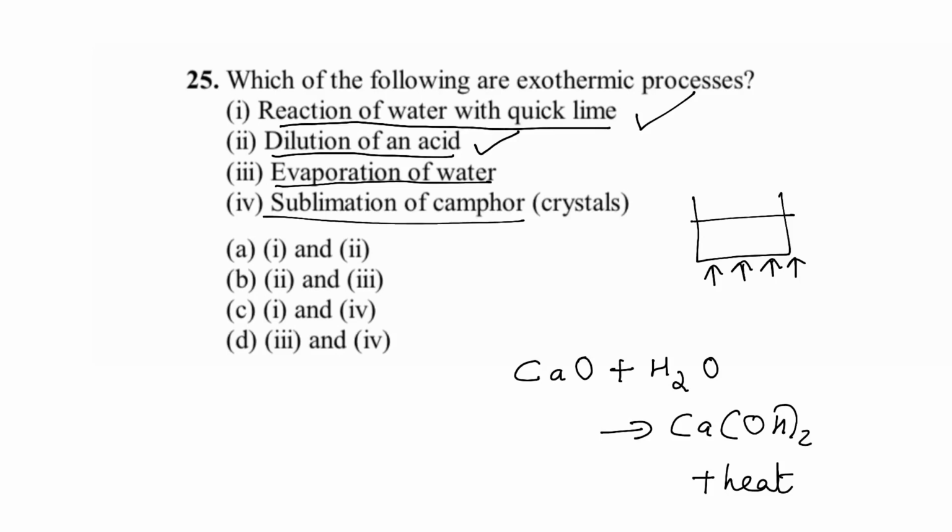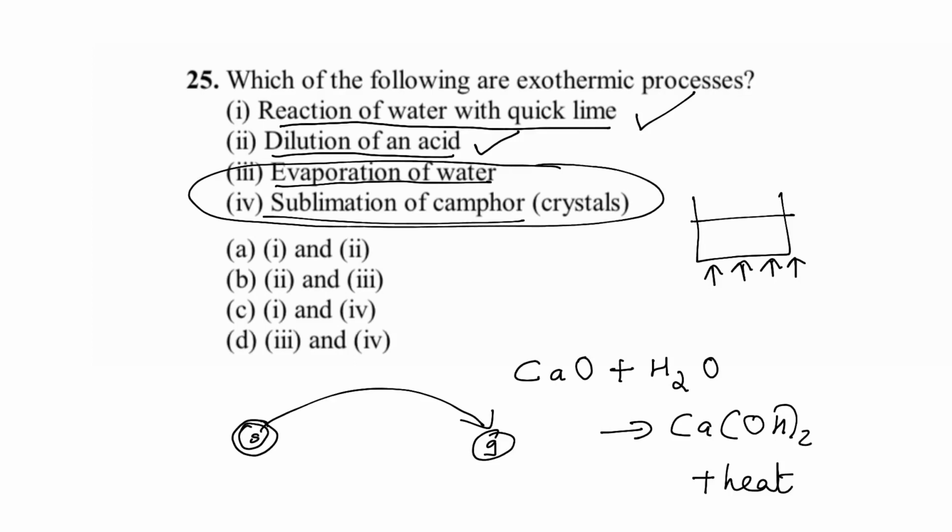Sublimation is also similar. What is sublimation? A solid substance directly converts to gas, right? During sublimation also remember that the substance will absorb heat energy. So for boiling, for evaporation, for sublimation, in all these cases heat is taken in. Taken in means endothermic. But in the first two cases, heat energy is released. So we can consider it as an exothermic process. So answer is option A.